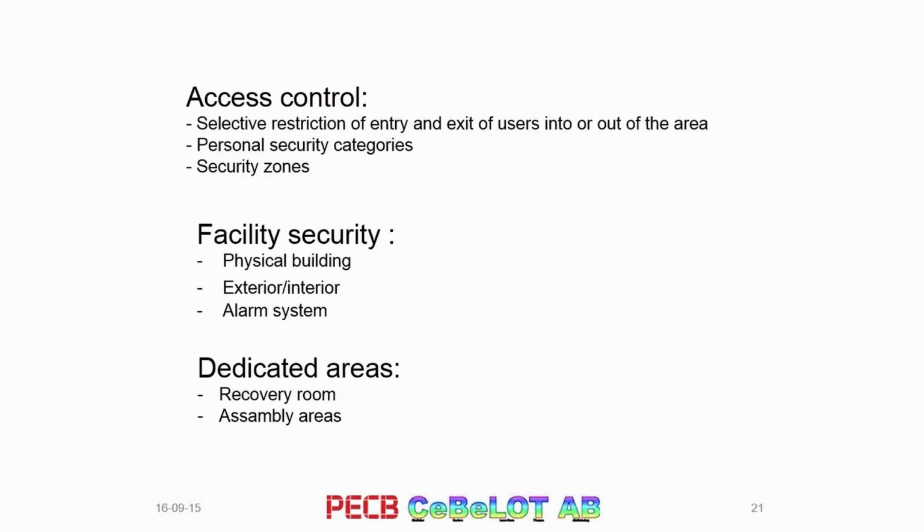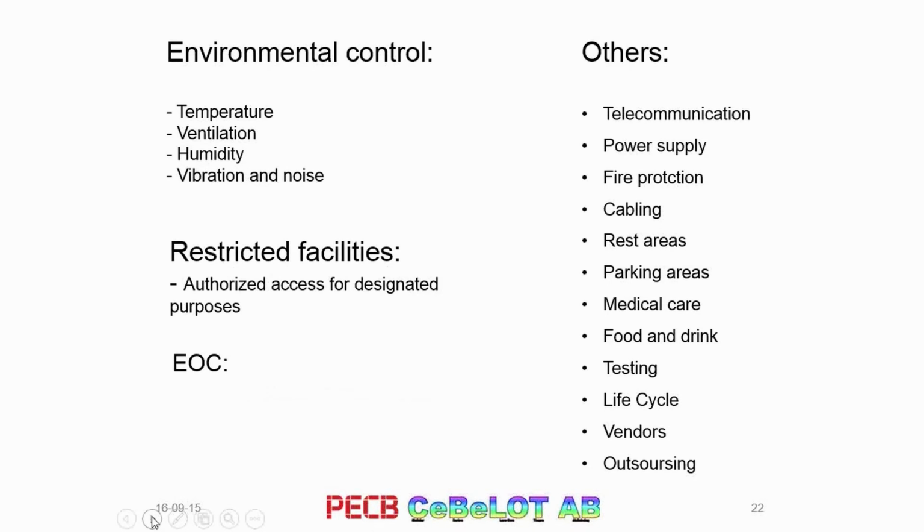Then you have the dedicated areas, like the recovery room, of course, so you have the computers and everything, and then assembly areas for the teams. Maybe not everyone will work with the recovery at the same time. You need somewhere to assemble, come together. And then if you look at the environmental, it is very important that the temperature is okay, that the ventilation is okay, that the humidity is okay, and also the vibration and noise. As you know, the computer rooms, they need a special temperature, the humidity, and the ventilation.